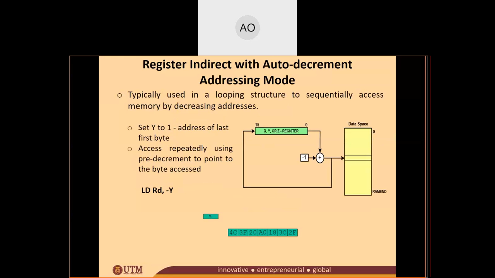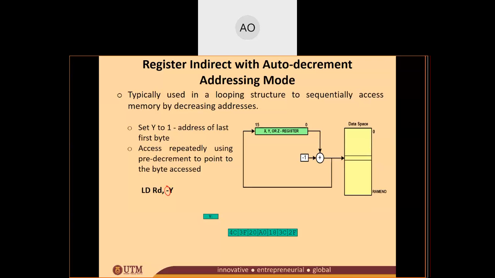Okay, for the auto decrement, register indirect with auto decrement, this one is also typically used in a looping structure. Every time you create a loop, you sequentially access memory by decreasing the addresses. Set Y to 1 plus the address of the last byte, and then access repeatedly using the pre-decrement to point to the byte accessed.